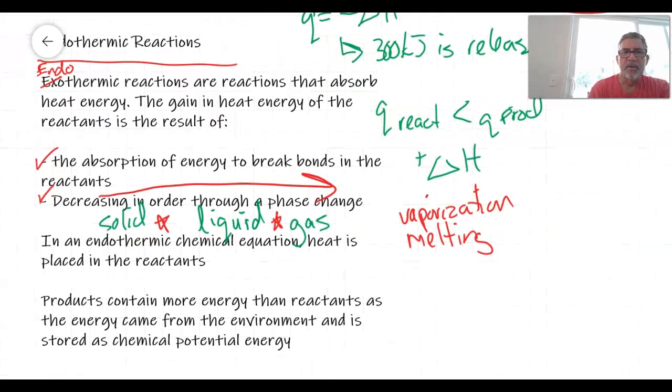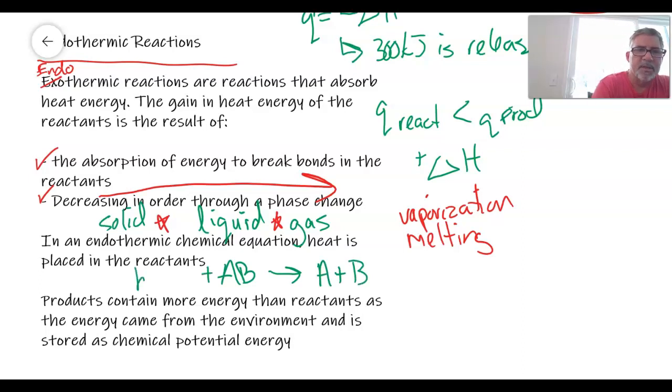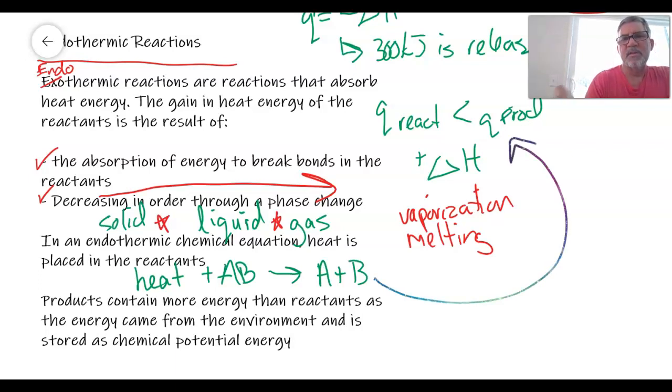Okay. So in the endothermic reaction, heat is being placed in the reaction. So I could have AB becomes A plus B. But here, I would have to put the heat in because it would have to be absorbed. And we'll see that that explains that, right? So my products would have more energy than my reactants because they had to absorb it to get there.